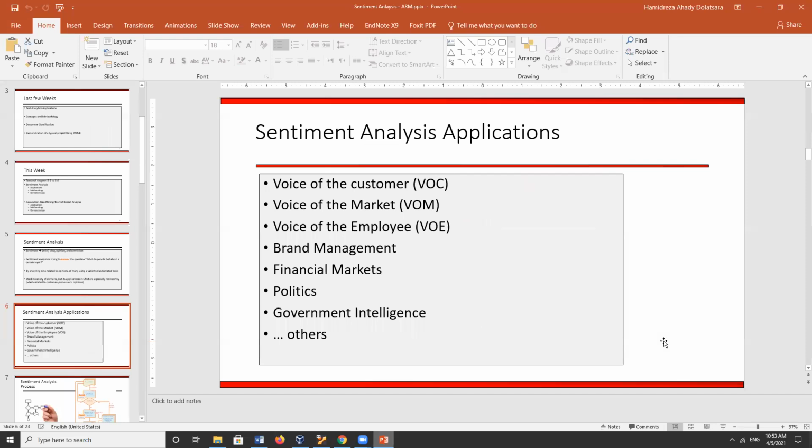Yeah, an application could be voice of customers, as we see, many of them related to your customers and market, your brand, financial markets. For example, you can run text mining over Google News, Yahoo Finance News, and see what is going on in each market.